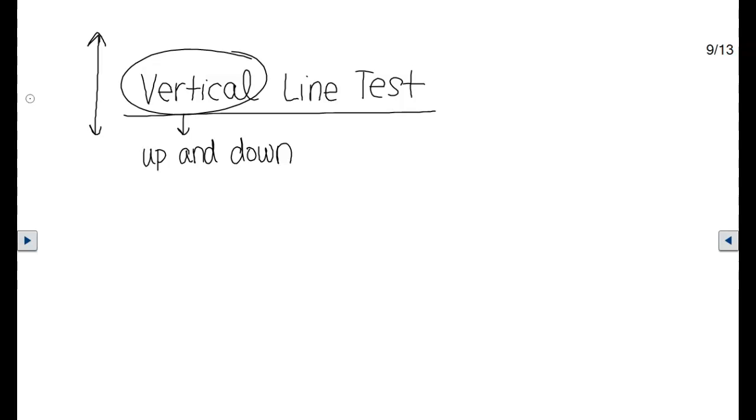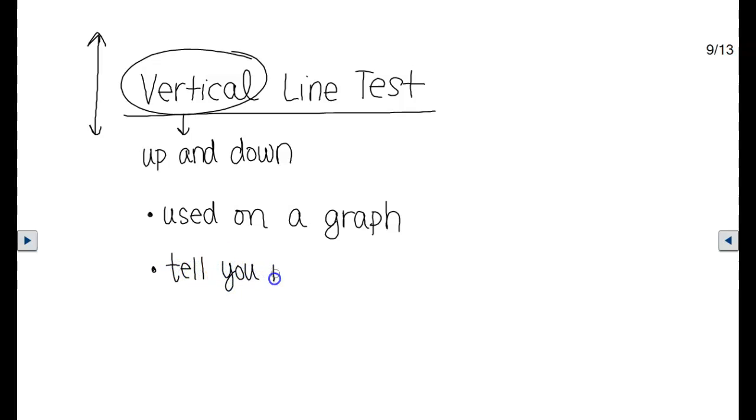Now, this is something that, again, you would have done in the past, all right? Vertical line test is used on a graph. It's used on a graph, and it will tell you if a graph is a function.